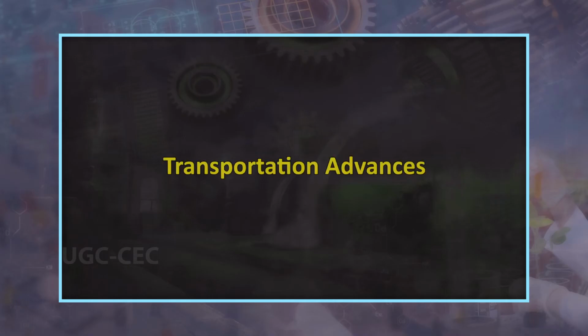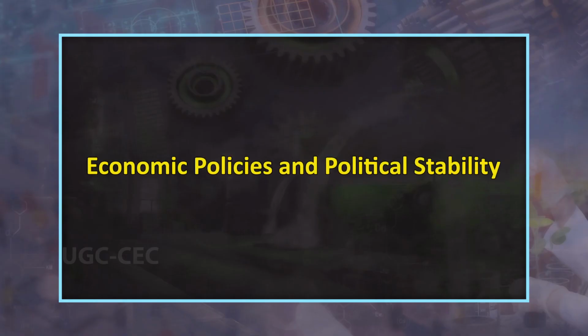Transportation. Advances and improvements in transportation like the development of canals, better roads, and later the railway revolutionized the movement of goods and people, facilitating more efficient trade. Economic policies and political stability. In countries like Britain, political stability and economic policies encouraged investment and supported the growth of industries.